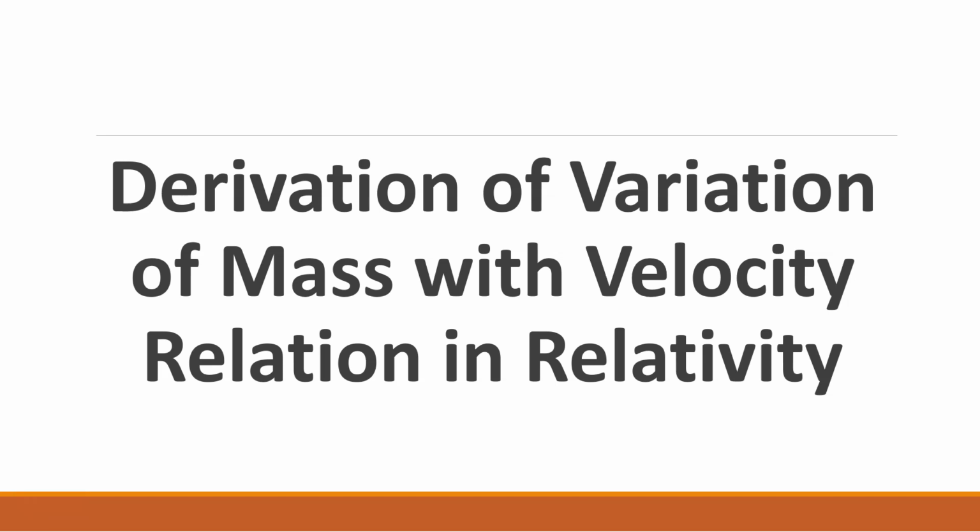Hello friends. Today we will discuss and derive the variation of mass with velocity relation in relativity. Now, suppose there are two inertial frames of reference, S1 and S2. I have already discussed these frames of reference in my previous video lectures of relativity.